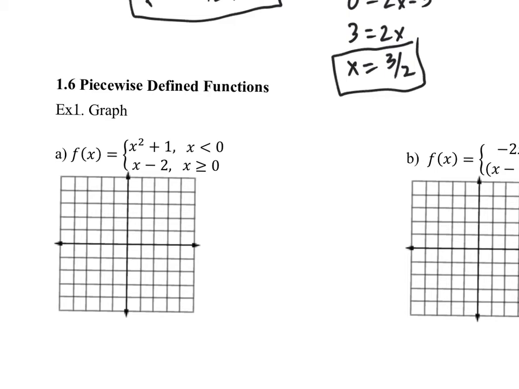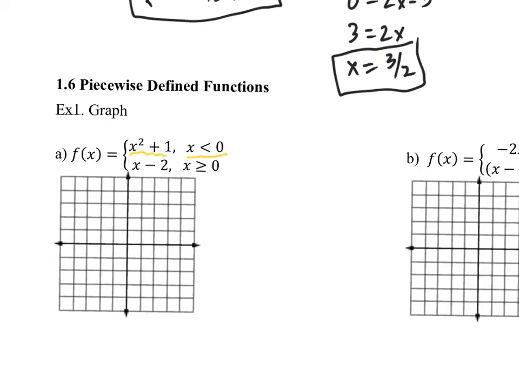The last example I'm going to cover is actually from section 1.6. These are graphs of piecewise defined functions. If you know how to graph each individual function, it's just a matter of putting them together and making them work. So for the first function, it says f of x equals x squared plus 1, and this is only true when x is less than or equal to 0.